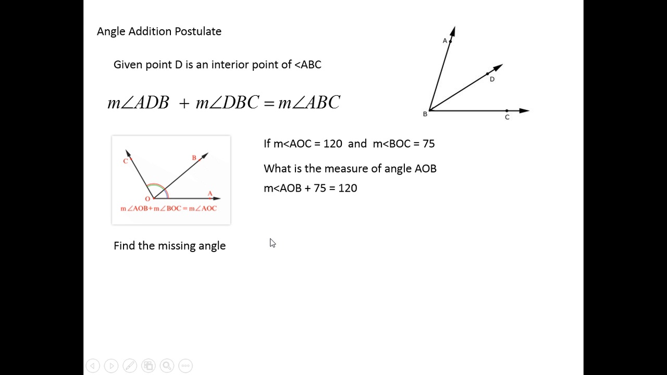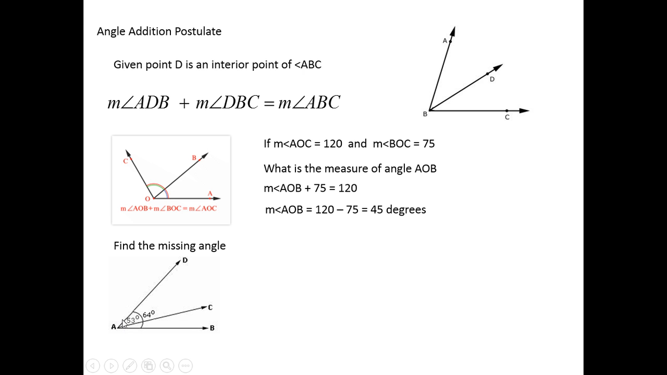So we can set up the angle addition postulate as stated here. Angle AOB plus BOC is equal to angle COA. Fill in the missing pieces, solve for the unknown. Okay? Come down here. Here's another problem. Find the missing angle. Okay?